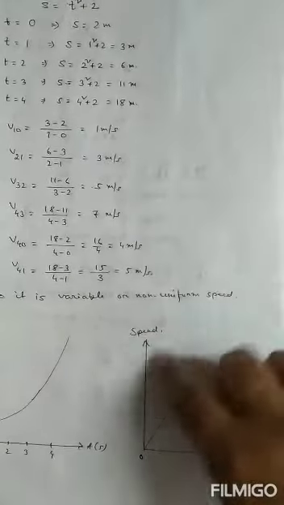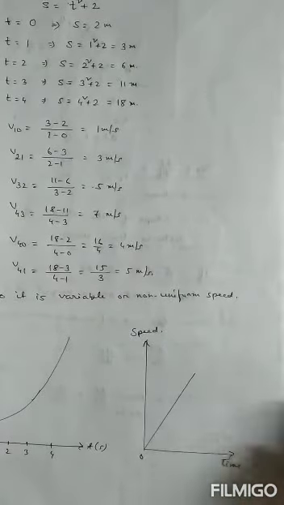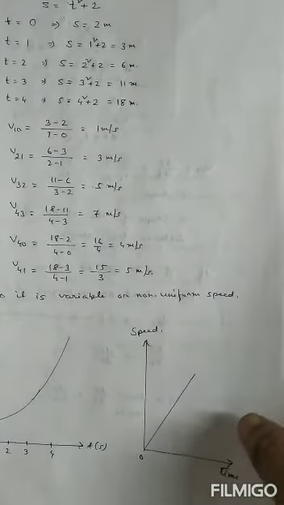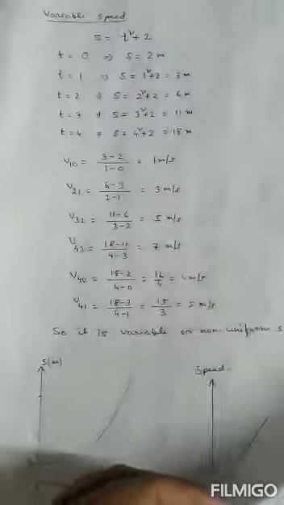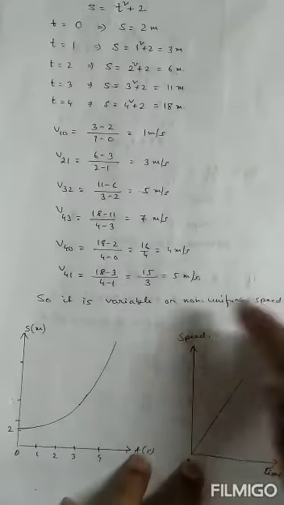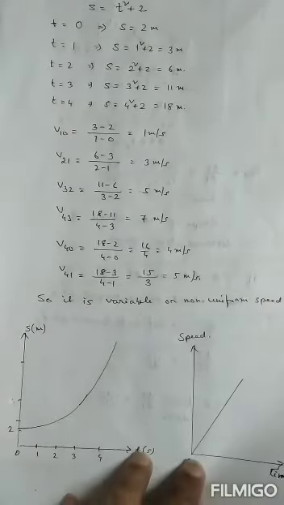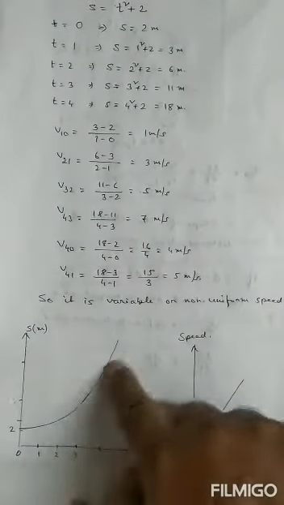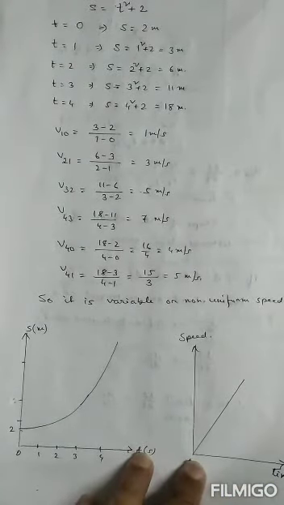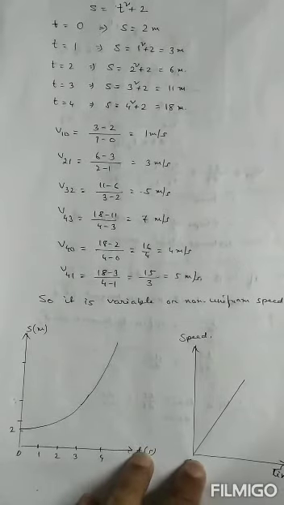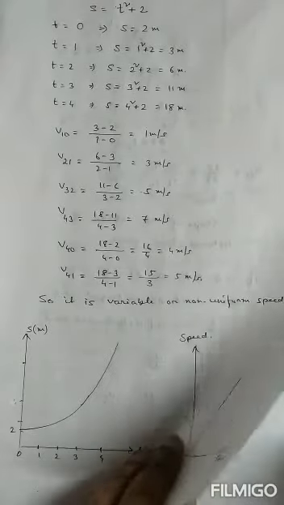And speed time graph is a straight line inclined to time axis. Is it okay? Now we want to calculate what is the average speed in different intervals of time from this position time graph. Or we want to study the basic use of position time graph in case of variable speed now.